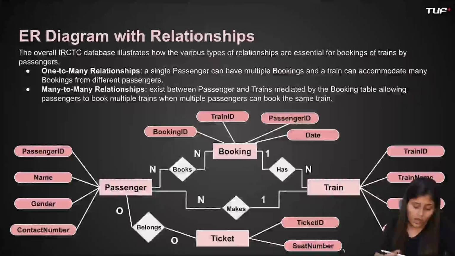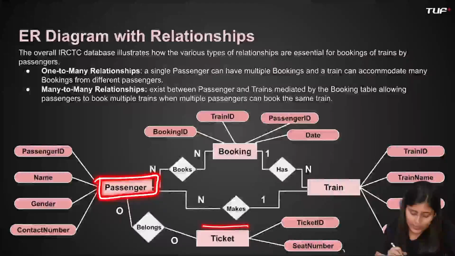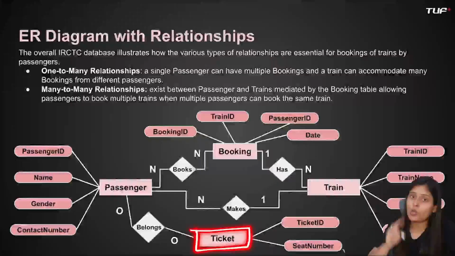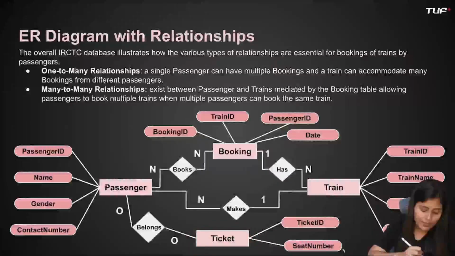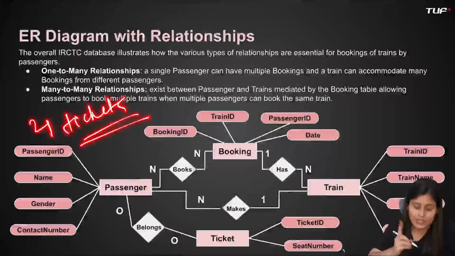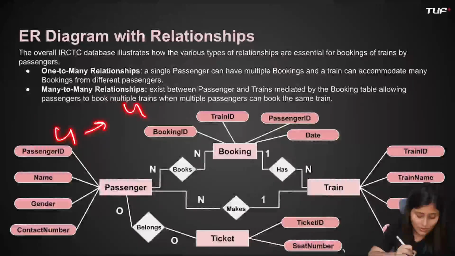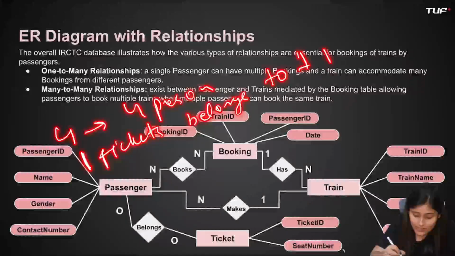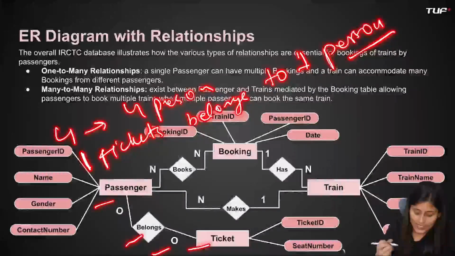Now next is one-to-one. A single passenger can hold a single ticket. It means one ticket can belong to a single person. Even if you have booked 4 tickets, you haven't booked them for one person; the 4 tickets are for 4 persons. So one ticket belongs to one person. This shows one-to-one relationship between the entities.